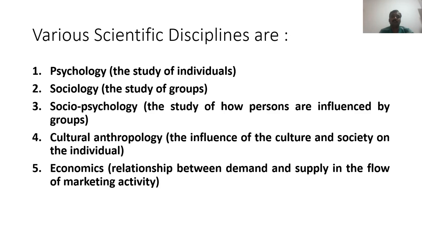Even economics plays a very important role in the buying pattern of the consumer. What is economics? It is the relationship between demand and supply in the flow of marketing activities. Every marketing activity's objective can be achieved, that is, the satisfaction of the consumer's wants by the supply of goods and services which the customer actually requires. The demand and supply of goods and services at the proper time to the customer also impact consumer behavior. These are some of the scientific disciplines from which consumer behavior emerged, so that we can understand the concept.